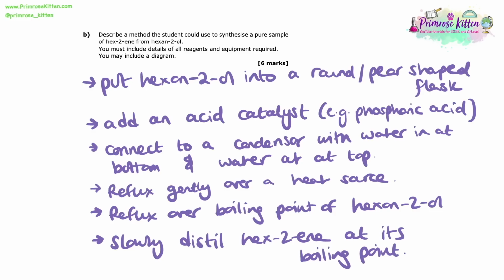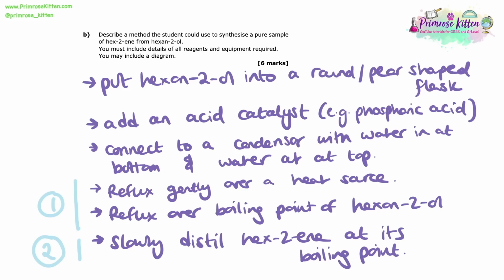Okay, remember that the general mixture that we have, it's going to have a mixture of a bit of hexene, a bit of hexan-2-ol, that acid catalyst. Now we just want to distill it to separate the hexene, and that's why we're distilling it at the boiling point of hexene. And again, because the information was given on the previous page, we can specify that we could distill this at 70 degrees C.